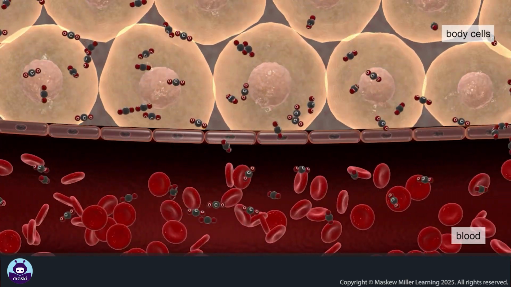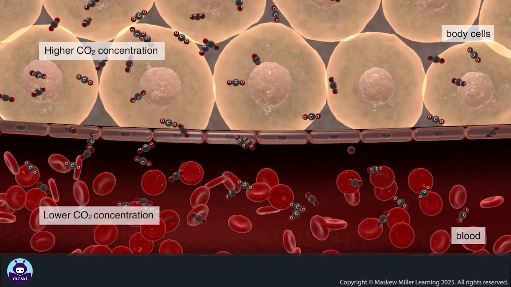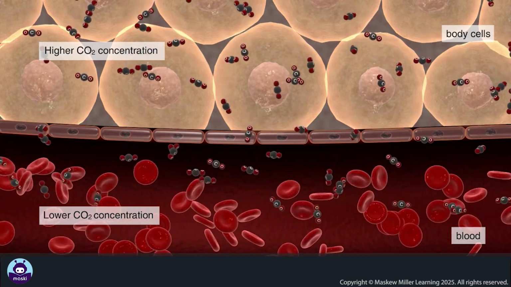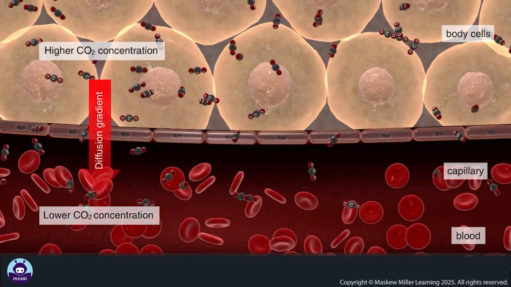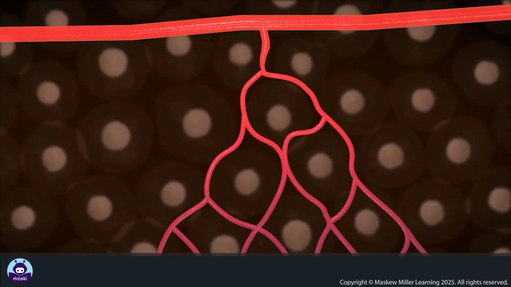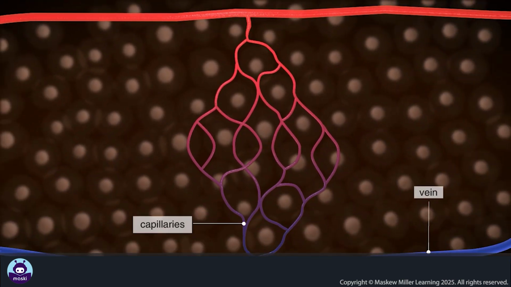Carbon dioxide, produced during respiration, is present in higher concentration in the body cells than in the blood capillaries. Carbon dioxide moves along the diffusion gradient into the capillary. The capillaries reunite to form veins and leave the organ carrying deoxygenated blood.